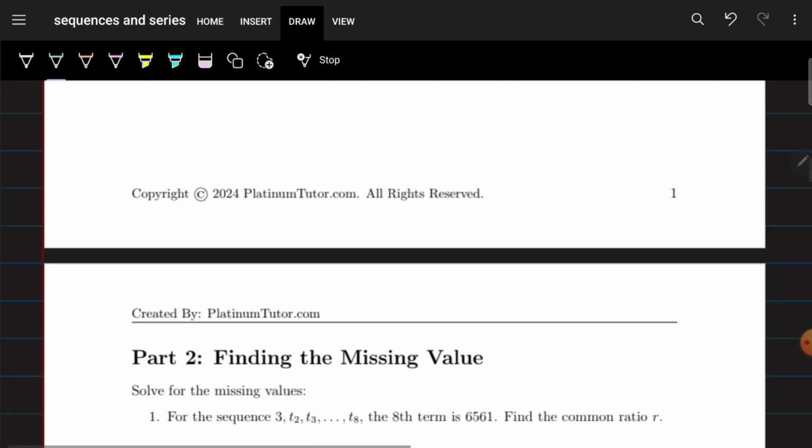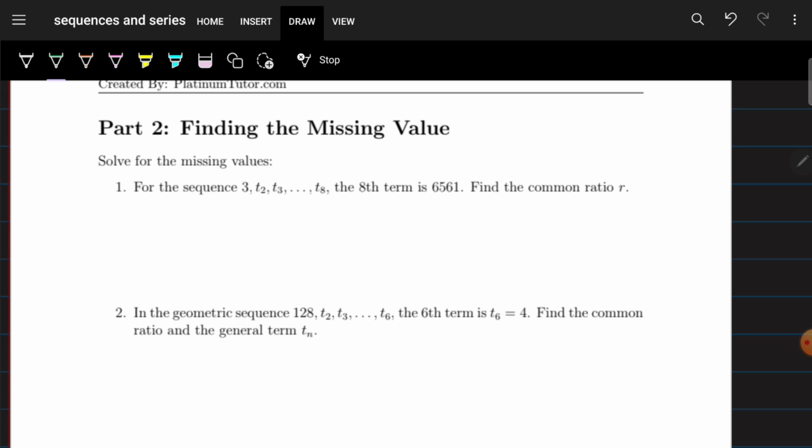All right, let's go on to the next problem. It says find the missing term. For the sequence 3, and then the second term, third term, all the way up to the 8th term, the 8th term is 6,561. Find the common ratio.